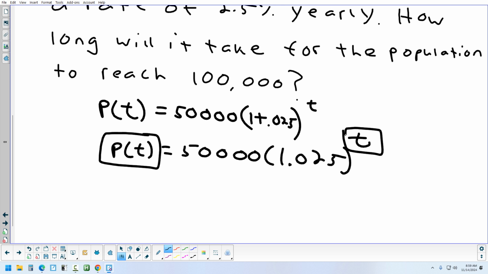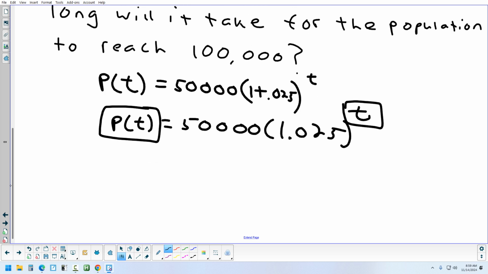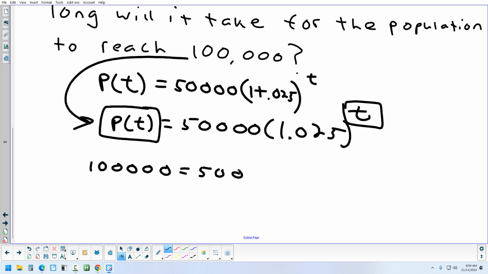In this problem, what is the 100,000? Is it a population, or is it a time? Yep, it's going to be a population, so you plug it in for P of T. Right, it's population, so we're going to plug it in for P of T. So take that 100,000 and put that in right there. And this is about what we got to last time when we solved this graphically. I think we did one more thing after this.